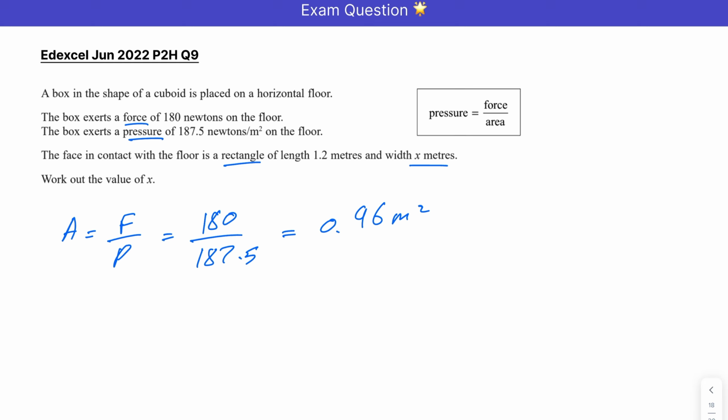So we know that 0.96 is equal to 1.2 times the width, which is x. So if I divide that by 1.2, I get x as 0.8 meters.